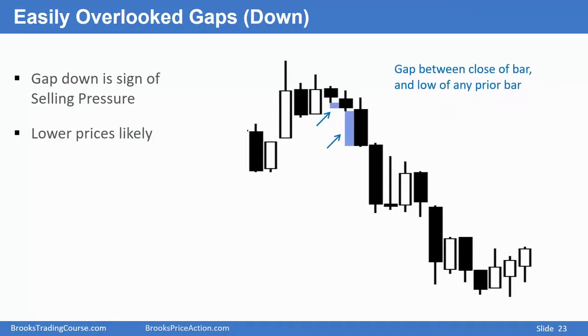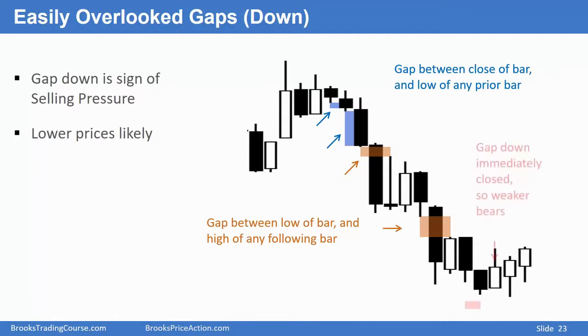Lots of gaps on this chart. Easy to overlook. The close of this bar, the low of that bar. There's a gap between the close of this bar and the low of that bar. There's a gap between the high of this bar and the low of that bar. A gap between the high of this bar and the low of that bar. We have a gap here. This closed that low, but it immediately closed on the next bar. So the bears are getting weaker. They're unable to keep their gaps open, and that's a sign that the market might soon evolve into a trading range.